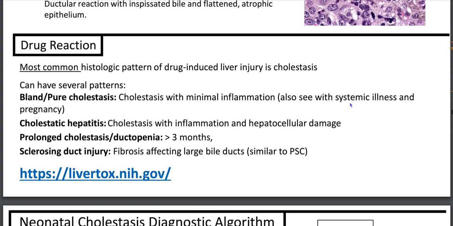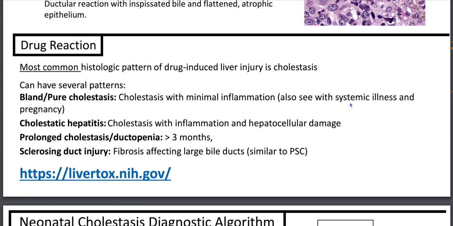Drug reaction. The most common histologic pattern of drug-induced liver injury is cholestasis, and you can have several patterns. You can have the bland pure cholestasis, which is cholestasis with minimal inflammation, and you can see this with systemic illness and pregnancy.